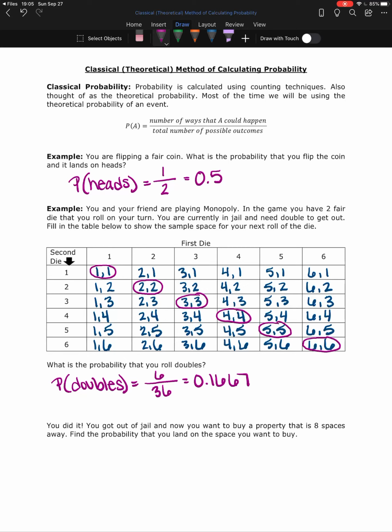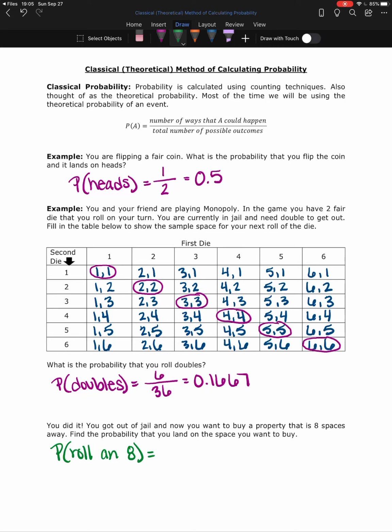All right, so we did it. We got out of jail. Now we want to buy a property that is 8 spaces away. So we're going to find the probability that we land on a space 8 spaces away. So I want to know the probability that I roll an 8. Because in Monopoly, you get to move the number of spaces that show up on the die.